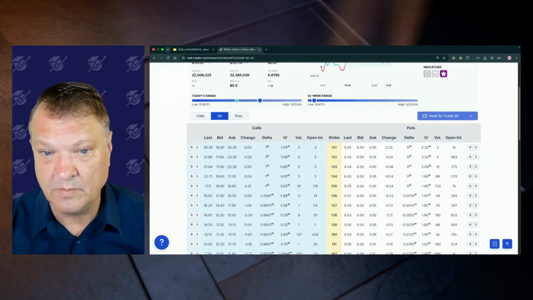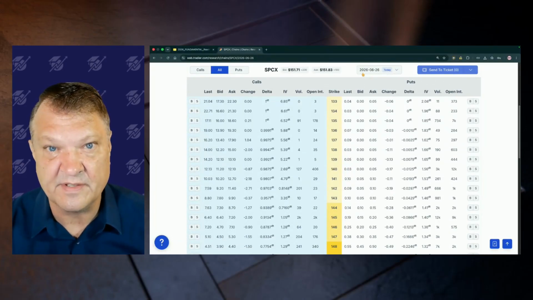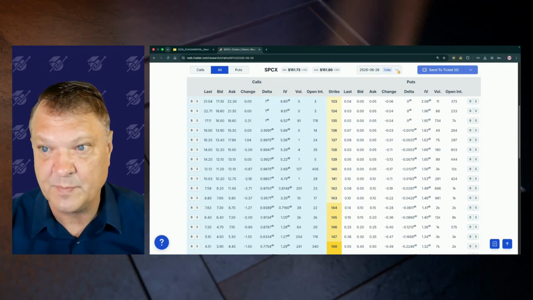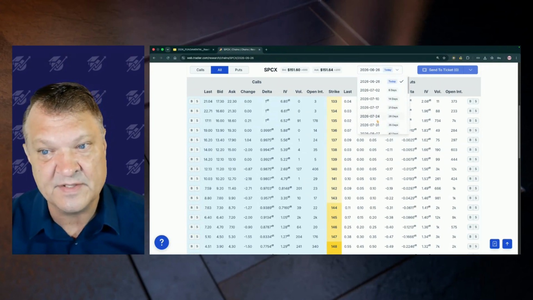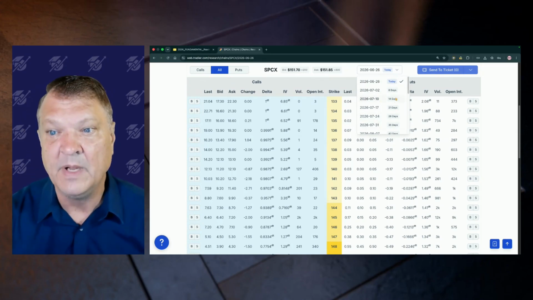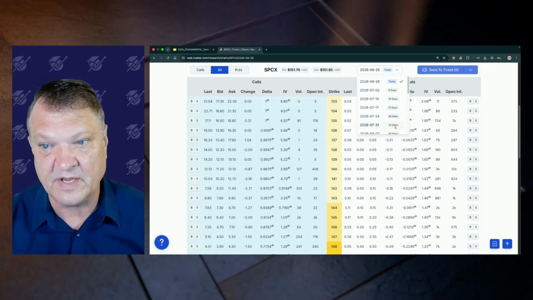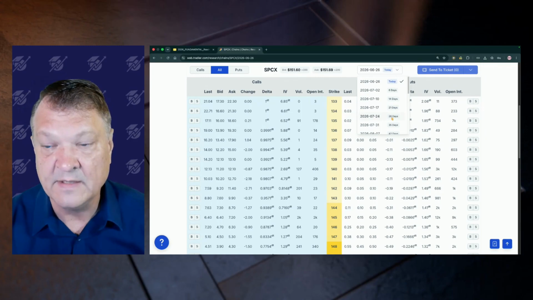If we scroll down, we see this is the drop down menu for the different expirations, and it's very straightforward in that the dates are written out inside the Tradier platform, and it also mentions the days to expiration. Now I'm going to look at a 14-day and I'm going to look at a 28-day.